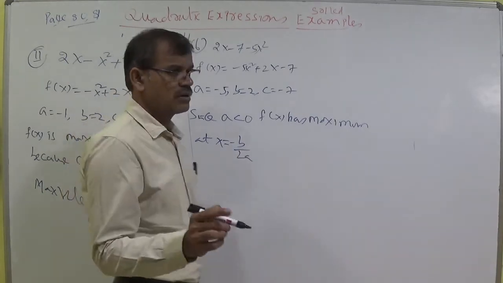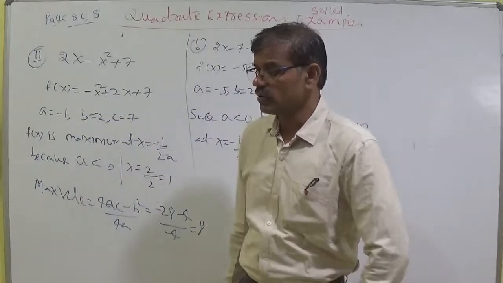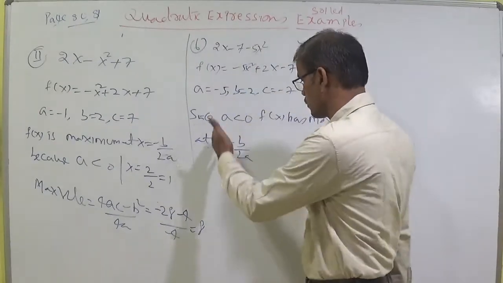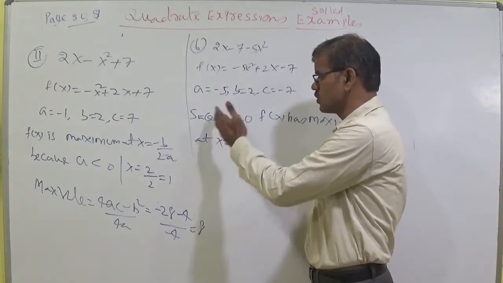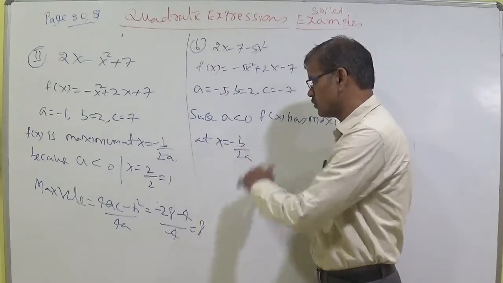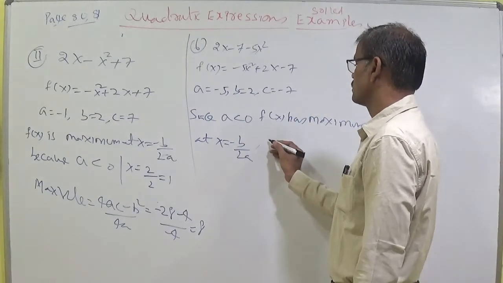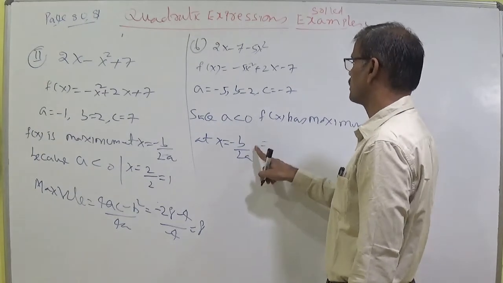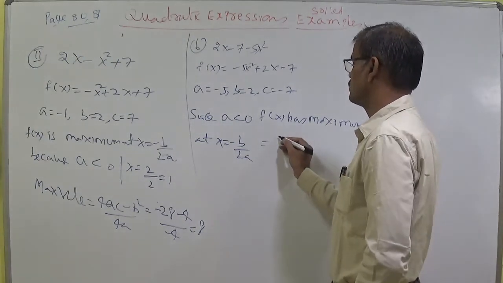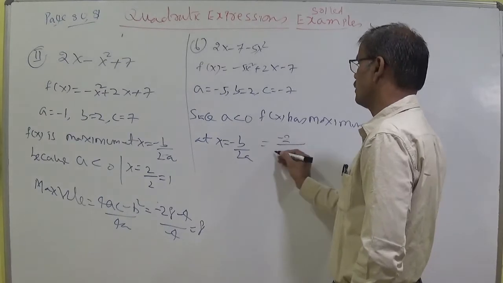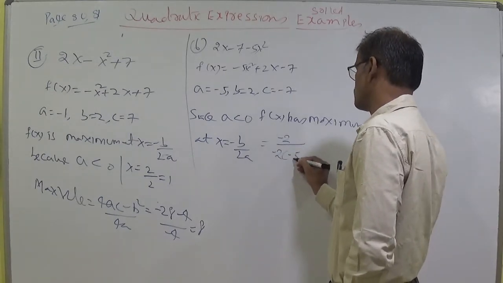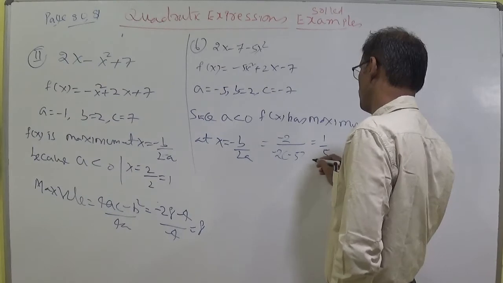For everything in the exercise, every sum given as homework, students, you write like this. For every sum you should write the data and follow this method. x is equal to minus b by 2a, that is, I am writing, x is equal to minus b by 2a, means here minus 2 by 2 into minus 5. So it is 1 by 5.